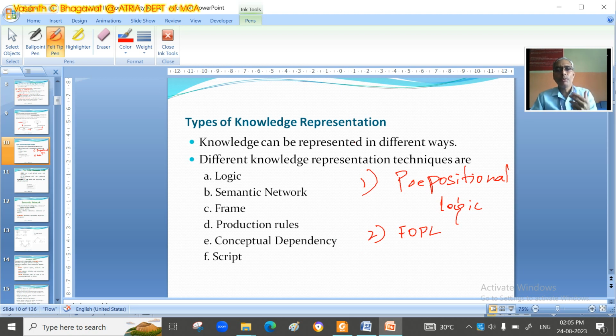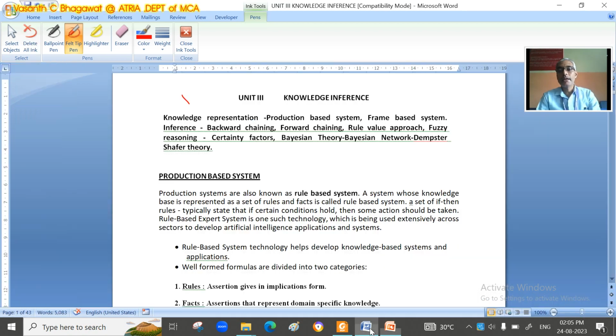Now in this module we will look into other knowledge representation schemes, like the rule based system, or production rules. We have frames, semantic networks, conceptual dependency, and scripts. These are some of the different knowledge representation schemes. Now we are going to start with another basic scheme.